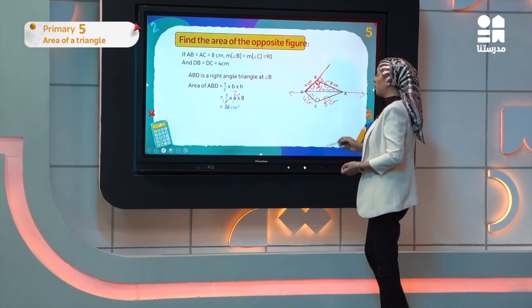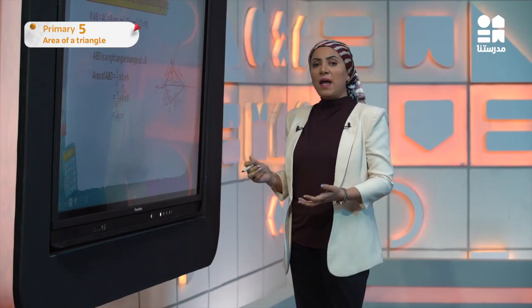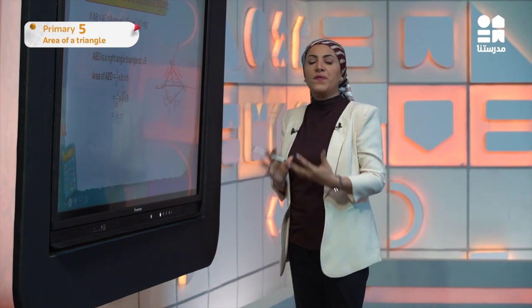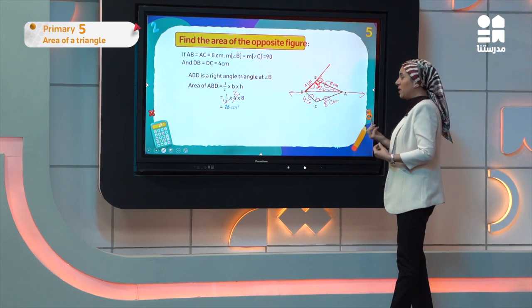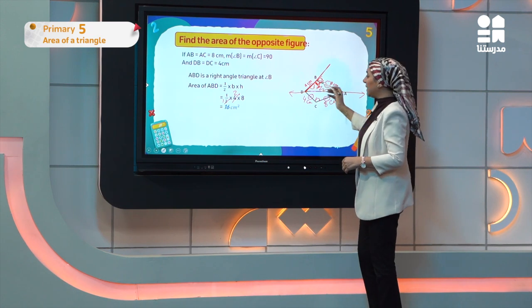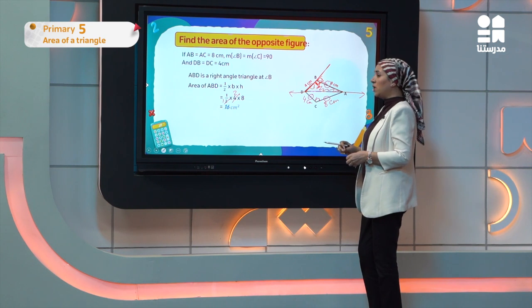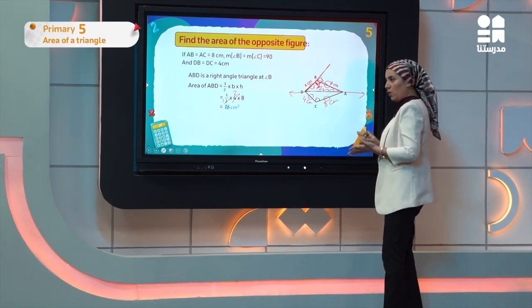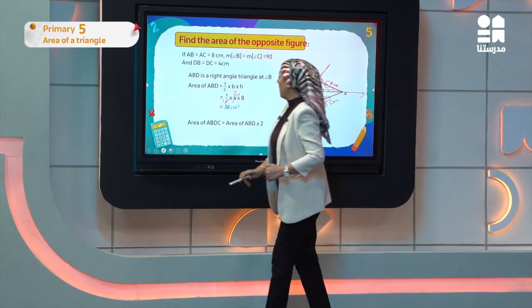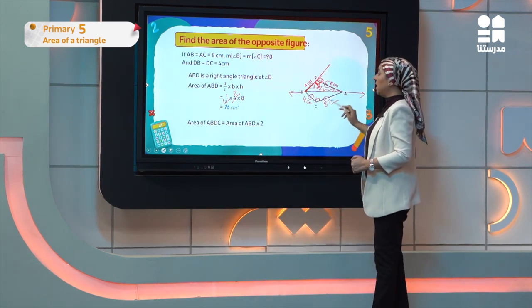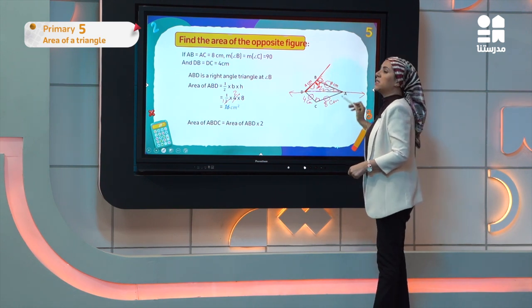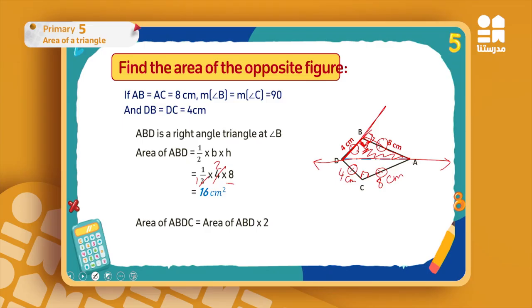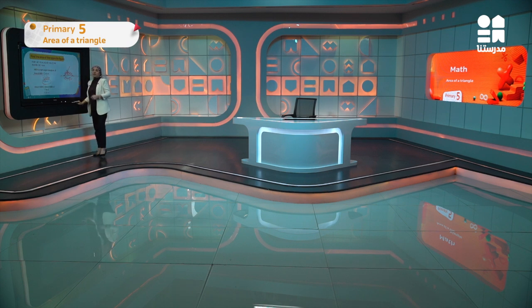And we said that this figure is made up of two identical triangles. If I get the first one, I can get the area of the whole figure. So here, what I'm going to do is just to multiply the area of triangle ABD by 2, and by doing so, I will be getting the area of the whole figure. So, area of ABDC equals area of triangle ABD times 2. Okay, so it will be here 16 centimeters squared. This is the area of ABD, and 16 centimeters squared times 2 equals 32 centimeters squared. That's it for this example.